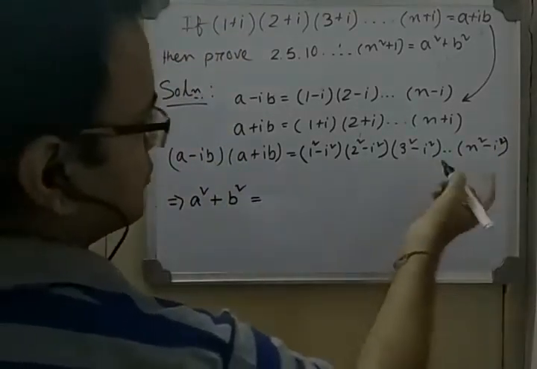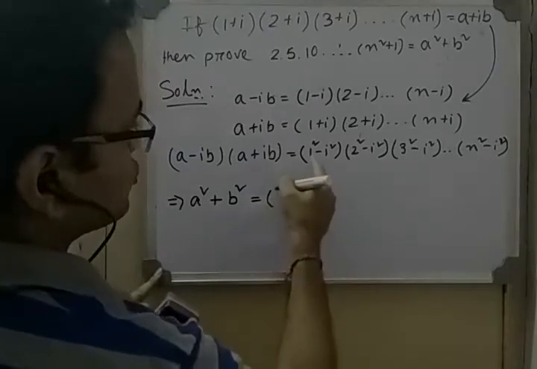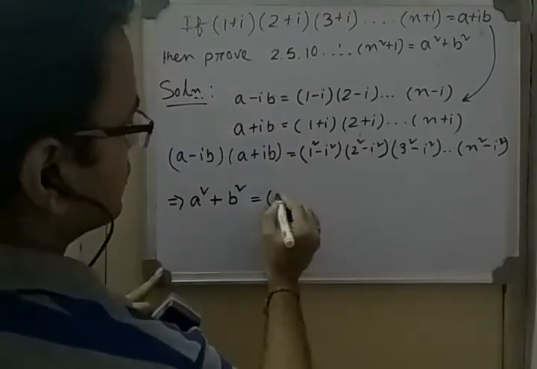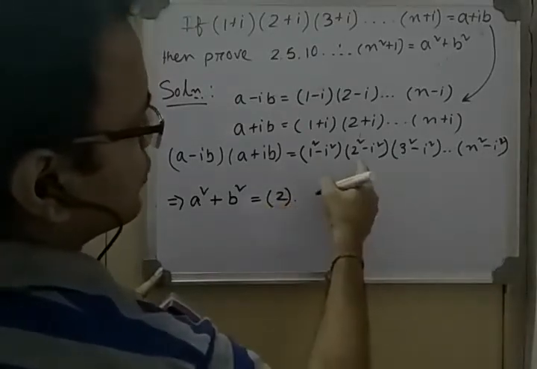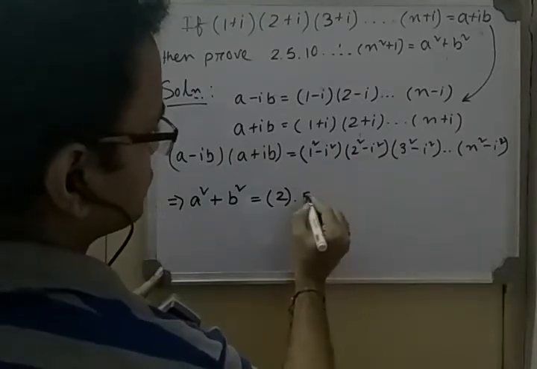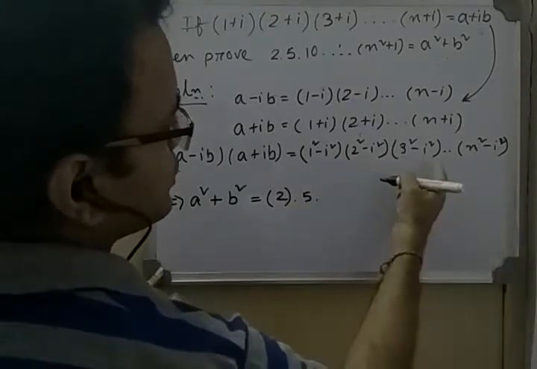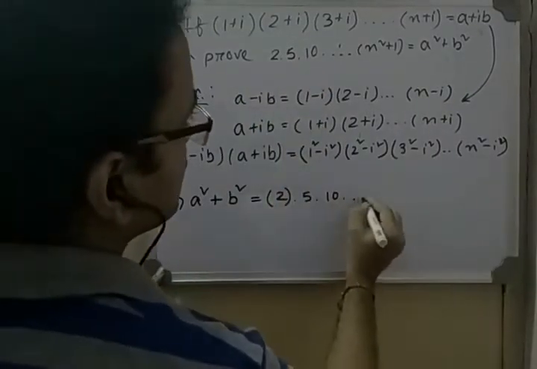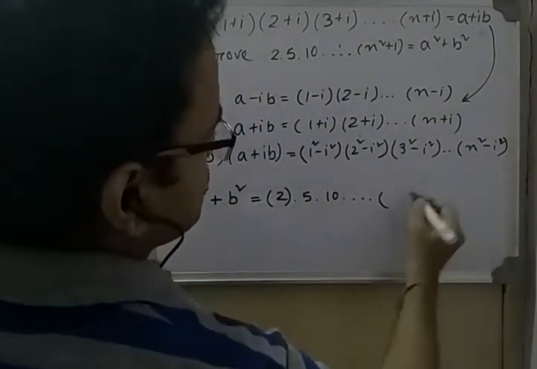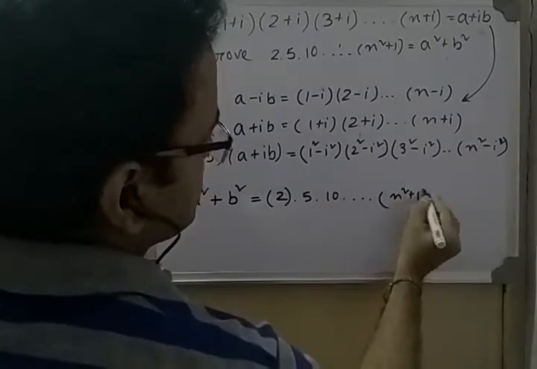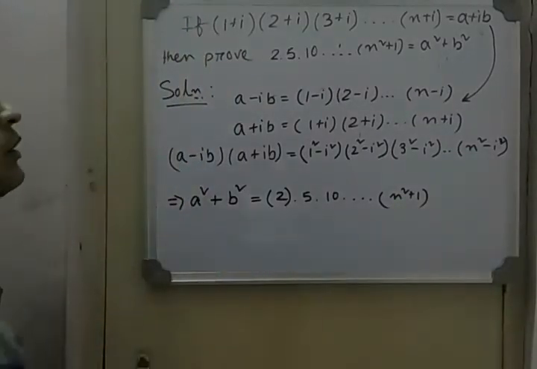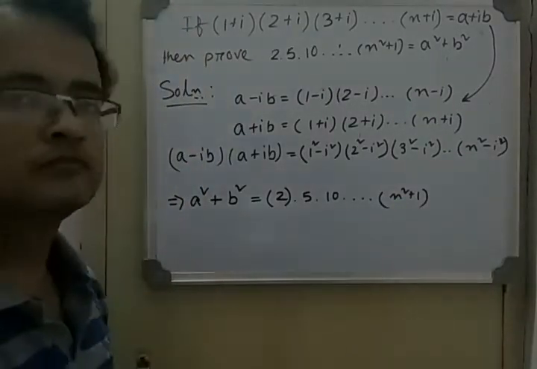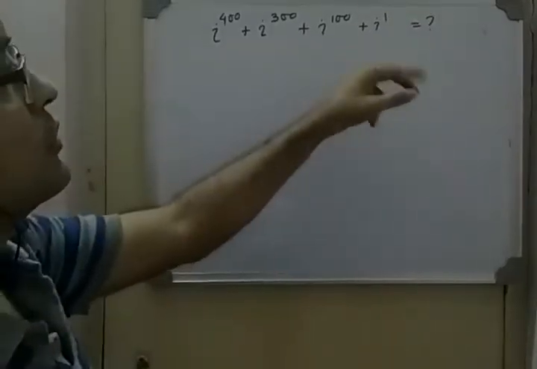Now put i square equal to minus 1. So 1 plus 1, what is it? 2. 4 plus 1, it is 5. 9 plus 1, it is 10. See, it is matching with 2, 5, 10. And this is n square plus 1. So a square plus b square equals this. It is proved. Okay? We need to simplify this one.